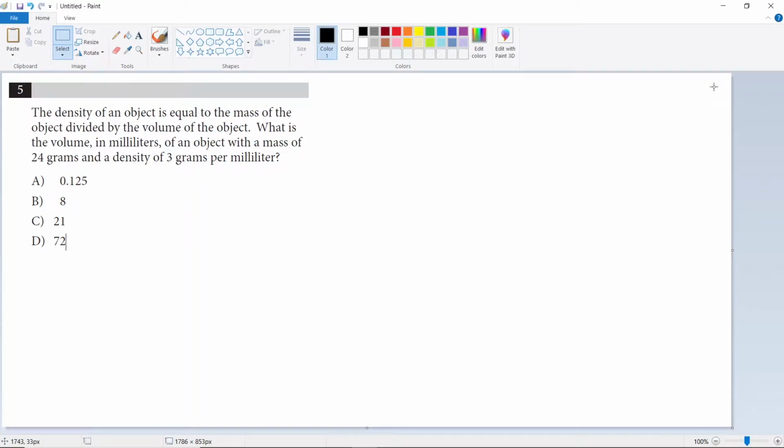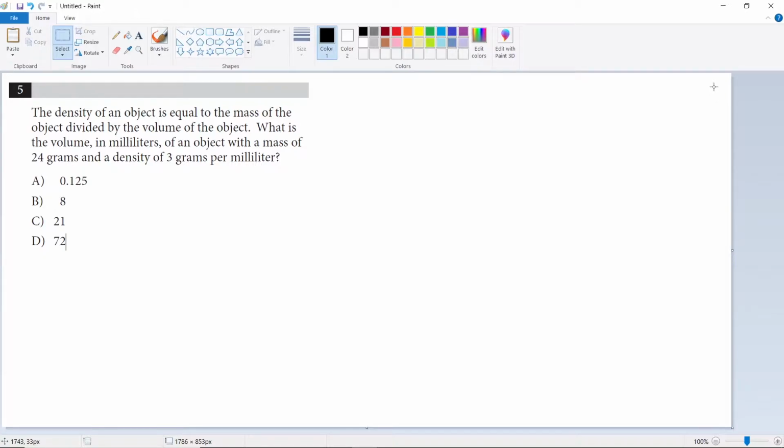This is SAT Practice Test 4, Section 4, the Math Calculator section, question number 5. The density of an object is equal to the mass of the object divided by the volume of the object. What is the volume, in milliliters, of an object with a mass of 24 grams and a density of 3 grams per milliliter? So it gives us a formula here.